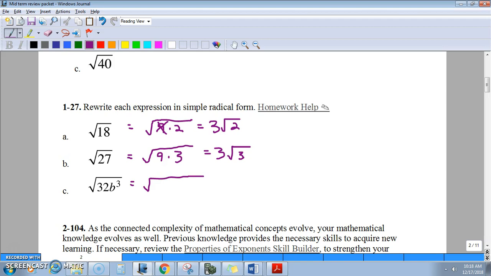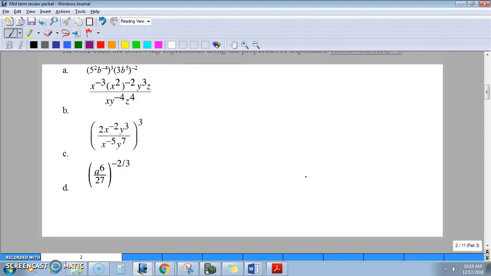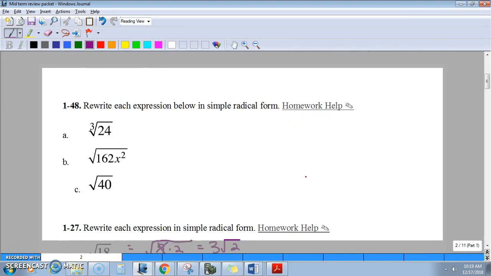And then this one, let's see, what can go into 32 that has a square root? 4 can, 8 can, but 8 doesn't have a square root. Oh, 16 times 2 is 32, and 16 has a square root. So let's do 16 times 2 times b squared times b, right? Because then I can take out 16, which has a square root, and b squared, which has a square root. So it's going to be 4b square root 2b. All right, that's all I'm going to do on this video.